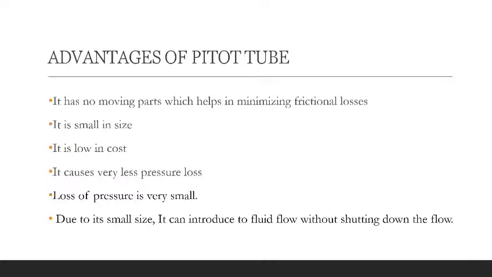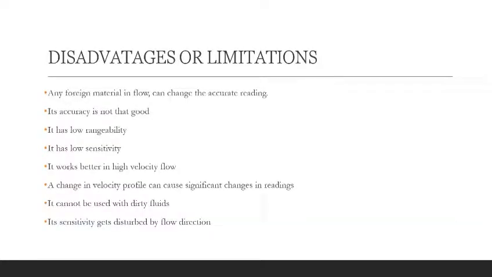As there are advantages, we can definitely have disadvantages in a parallel way. And these are the disadvantages. Any foreign material in the flow can change the accurate reading. Its accuracy is not that good and it has low rangeability, low sensitivity, and works better in high velocity flow. A change in velocity profile can cause significant changes in readings. It cannot be used with dirty fluids. Its sensitivity gets disturbed by flow direction.